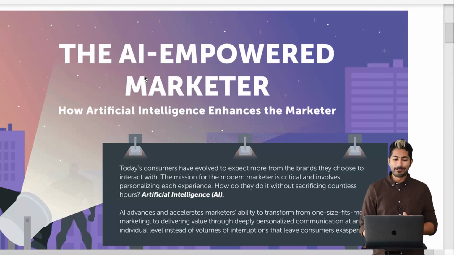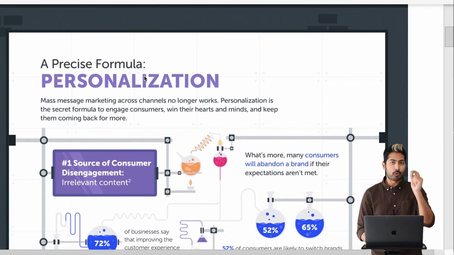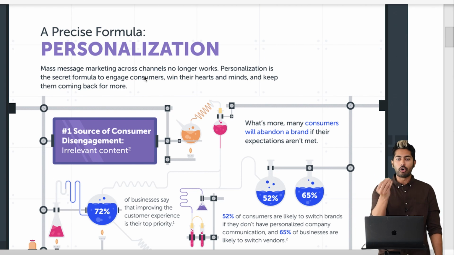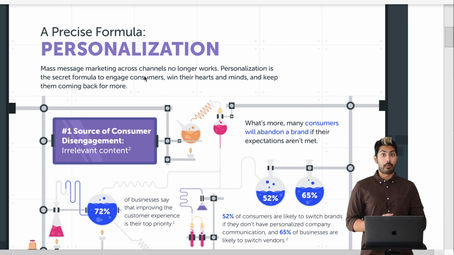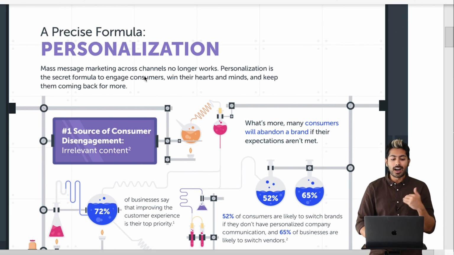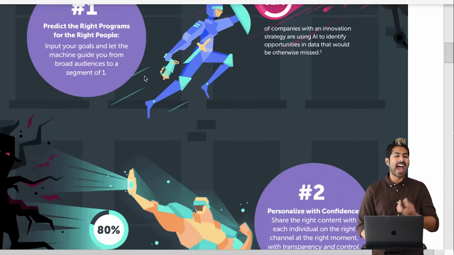And I found this nice little infographic that says the AI-empowered marketer looks for a precise formula, and that formula is personalization. We want to personalize our products. We want to personalize our content. We want to personalize our outreach to each individual customer. Why? Because it increases conversions.